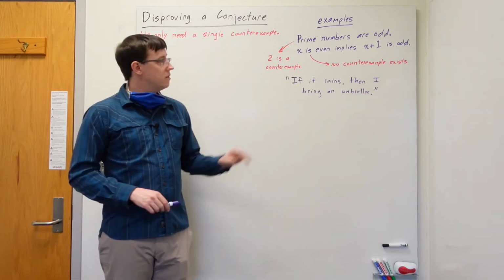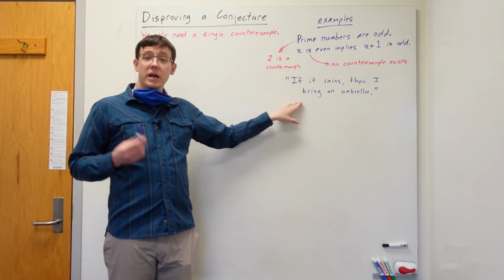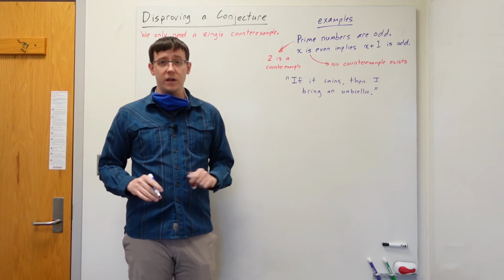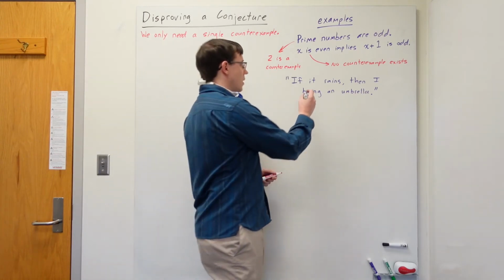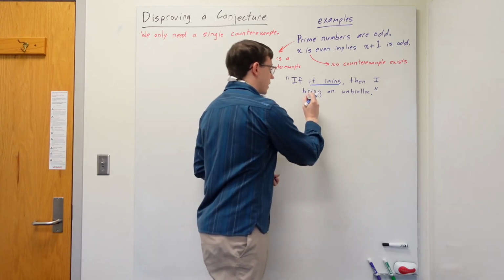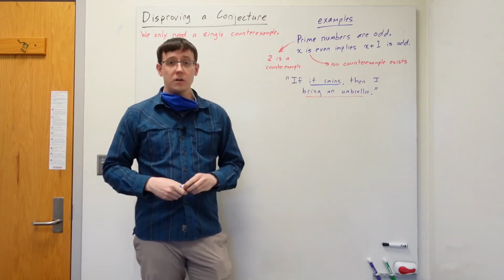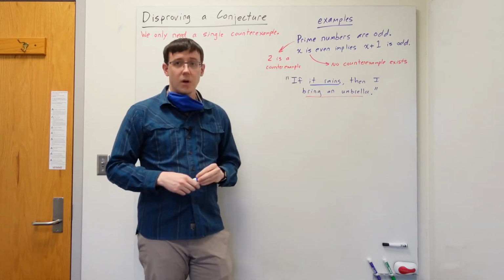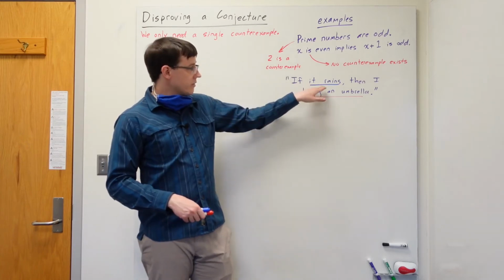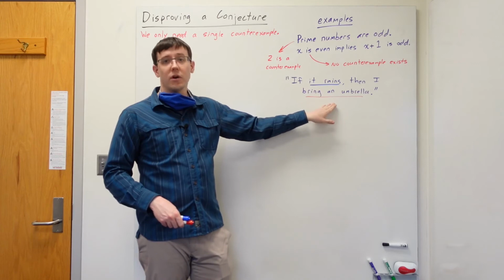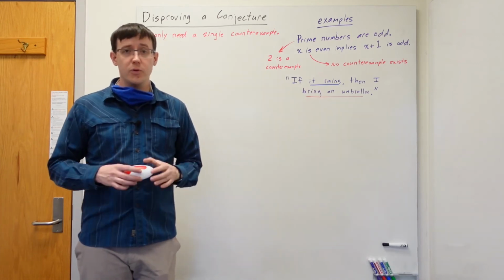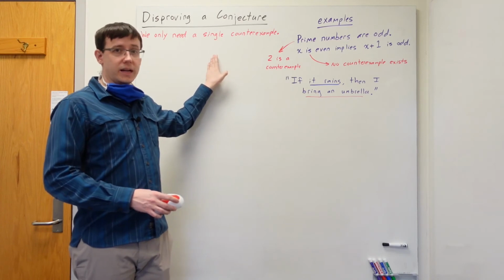So the claim is, if it rains, then I bring an umbrella. To disprove this statement, all we need is a single counterexample where the hypothesis is true, but the conclusion is false. So you could refute my claim with the single counterexample that yesterday it rained and you saw me without an umbrella. So this brings us to our third proof template based on exactly this idea.